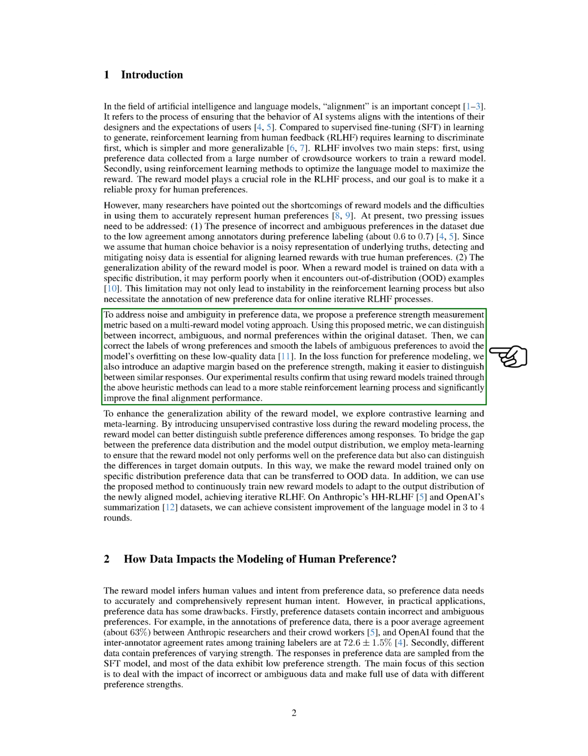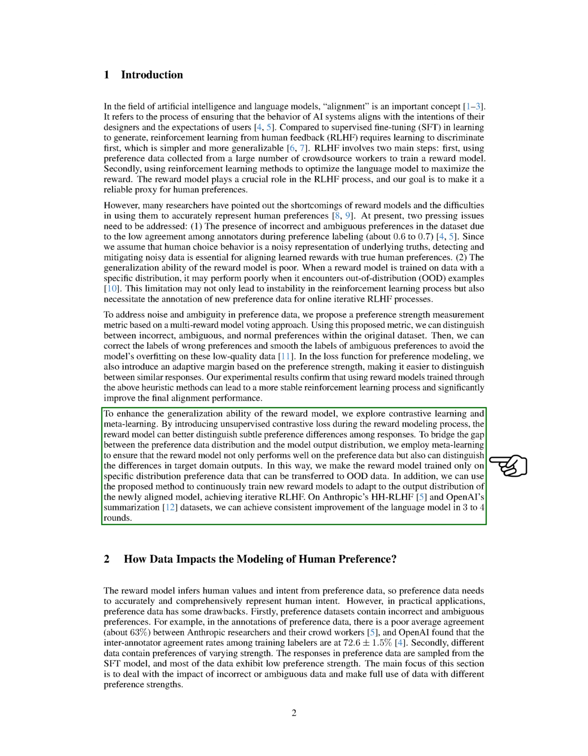In the loss function for preference modeling, we also introduce an adaptive margin based on the preference strength, making it easier to distinguish between similar responses. Our experimental results confirm that using reward models trained through the above heuristic methods can lead to a more stable reinforcement learning process and significantly improve the final alignment performance.